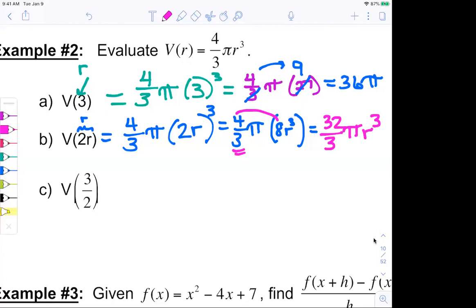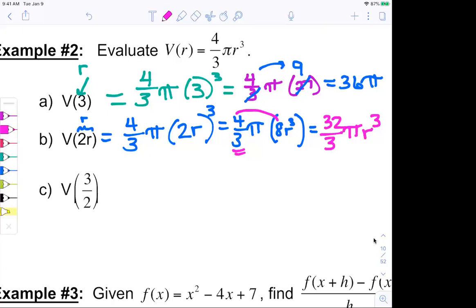Whatever the radius is, it still has to be cubed. Essentially, I took the 2 value and we kind of made everything double. We doubled the radius value, but it had to be cubed first because that radius value is cubed. So I want you to keep the pi in the problem. We have the r cubed in the problem because I didn't have a number to replace.